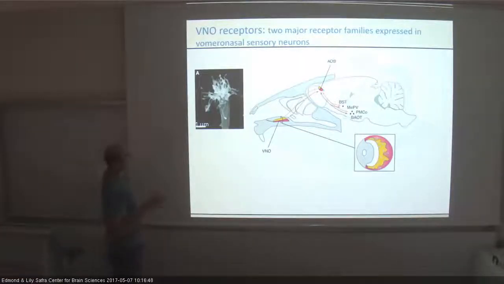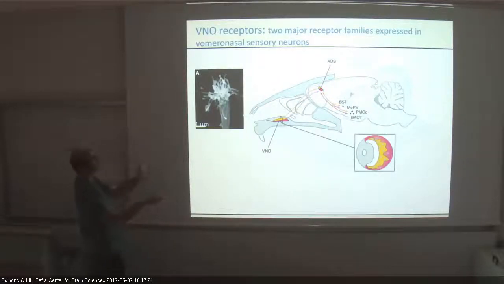Okay, so let's talk a little bit more about the sensory neurons. Not a whole lot, but we also have VNO receptors, and there are two major classes of sensory neurons, whose properties we won't discuss. Even at the level of the VNO itself, this is the VNO, you recognize it. This is the blood vessel, this is the lumen, and this is the sensory epithelium. This shows that there are two distinct layers, the basal and the apical layer, and they have different types of sensory neurons.